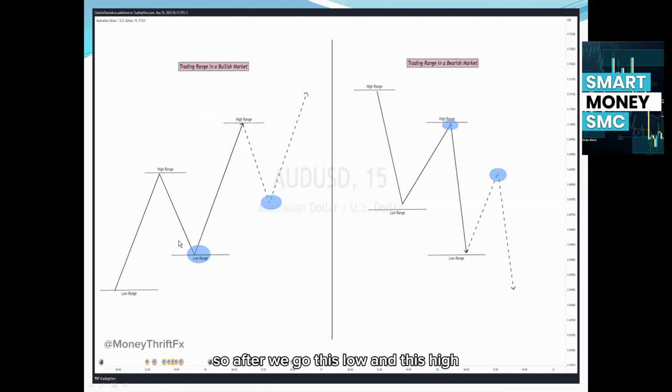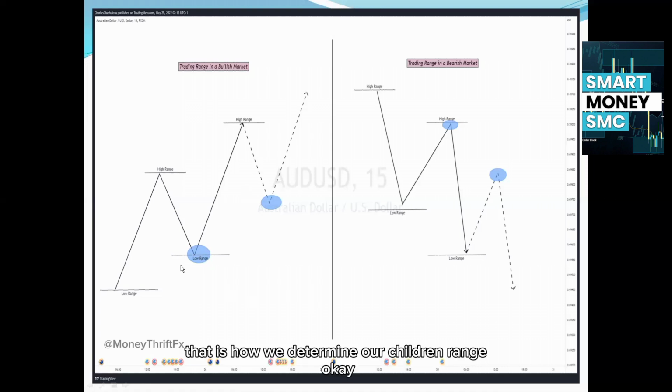After we got this low and this high, where can we be expecting the market to retrace into? Anywhere in between this low range and the high range, before taking price higher. That is how we determine our trading range. Sorry for that. Meanwhile, I already explained it in the previous video in phase 2, so you can always make reference to that.